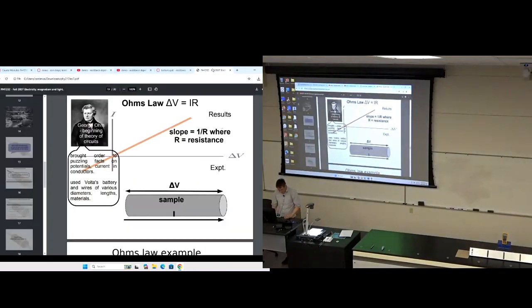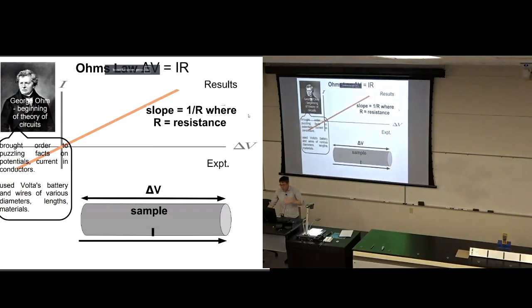So that's Ohm's law. The coefficient of proportionality between the current and the voltage is called the resistance of the material. So if current is proportional to voltage or voltage is proportional to current, then there's a coefficient of proportionality, and we call that the resistance. And the way we write it is that the voltage across the material equals the current through the material times the resistance of the material.